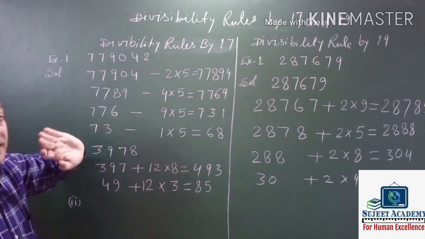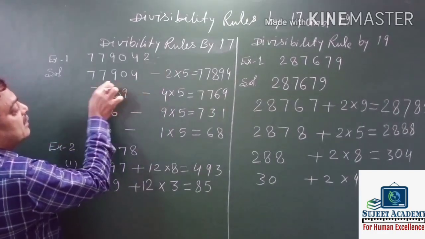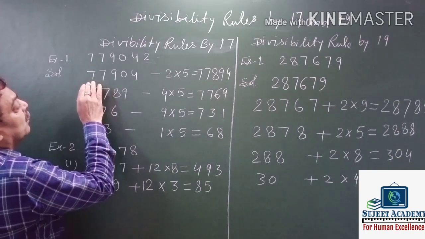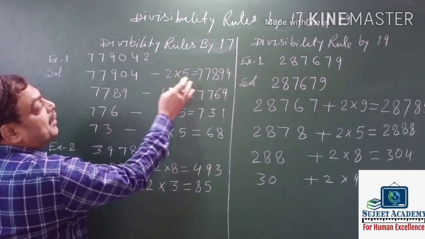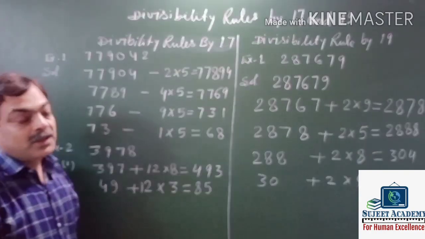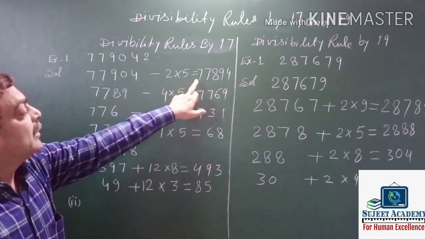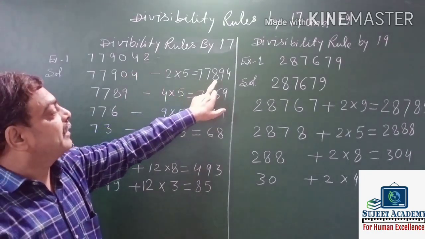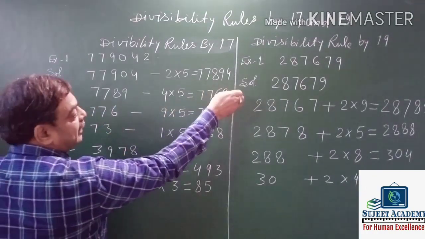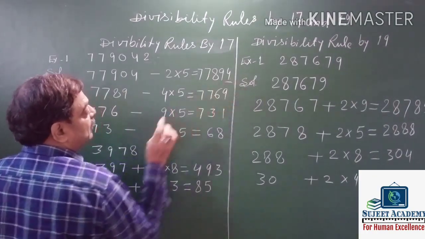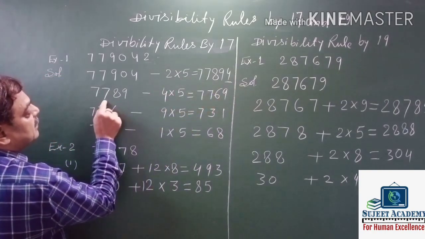779042. 2 is the unit place value and 77904 is the remaining part of the number. So this number: 77904 minus 5 times 2. You subtract 5 times the unit place value. We get 77894. In the next step, you again select 4 as the unit place value and 7789 is the remaining part.